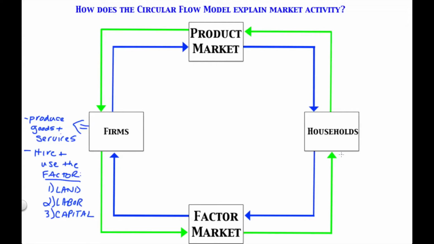Whereas the households on the other side of this conversation are the ones who are going to buy goods and services, and they're going to be the ones who actually own the factors. So they're going to rent the factors to the firms so that they can produce whatever goods and services they need to produce. So let's take a look and see exactly what is occurring in this market.